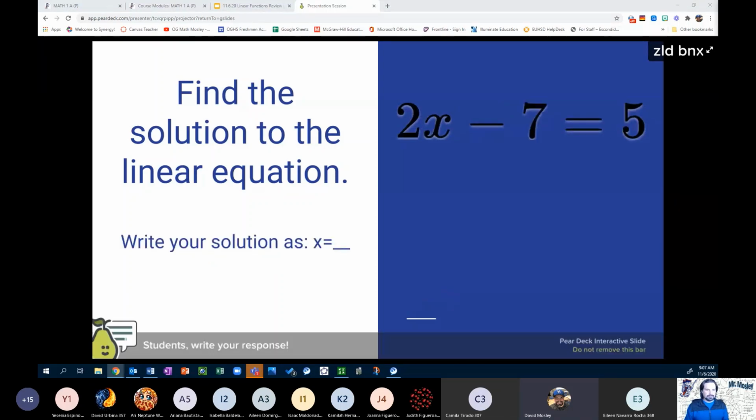All right, next. Let's find the solution to this linear equation. 2x minus 7 equals 5. And again, write your solution as x equals whatever number works. If you're still typing your answer, take the next couple seconds to finish it up.